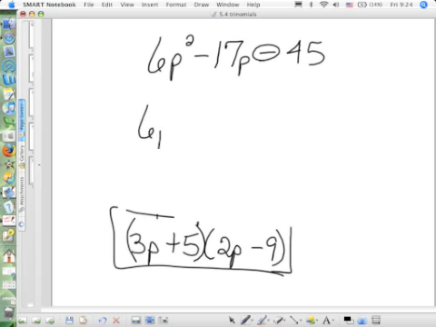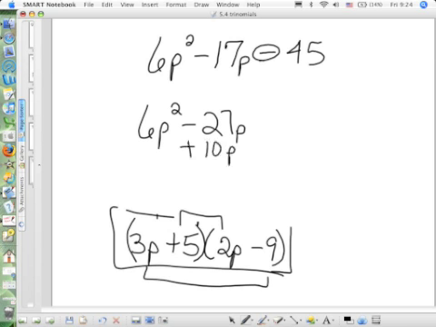That's 6p squared minus 27p plus 10p, which is negative 17, minus 45. All my signs are right, all my numbers are right, I'm good to go. Okay? Make sure you check yourself.